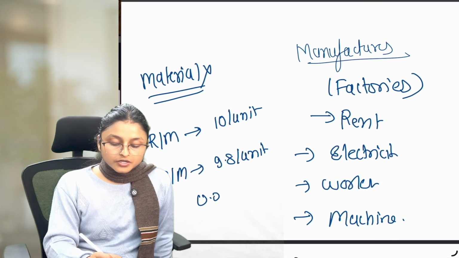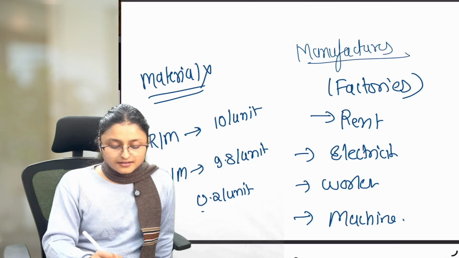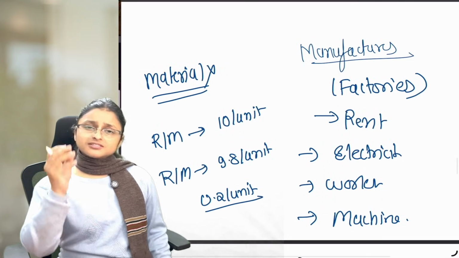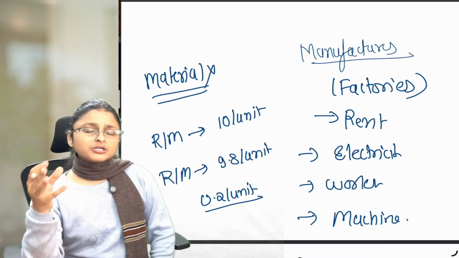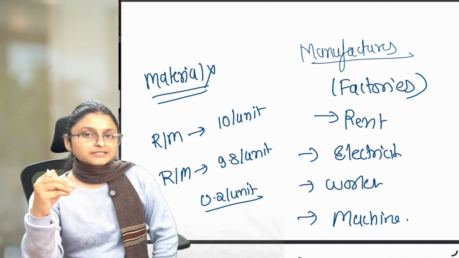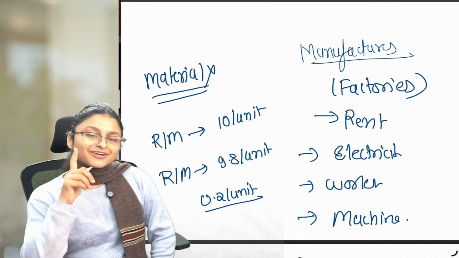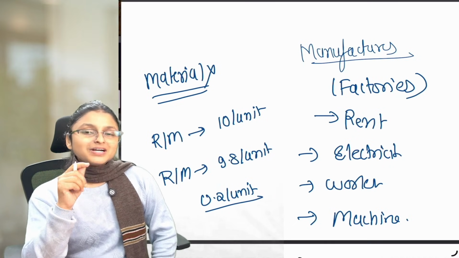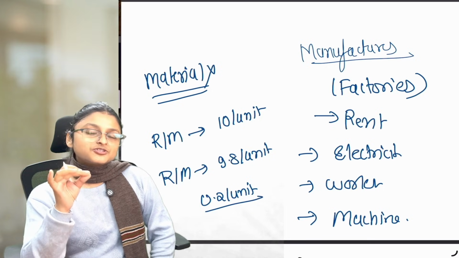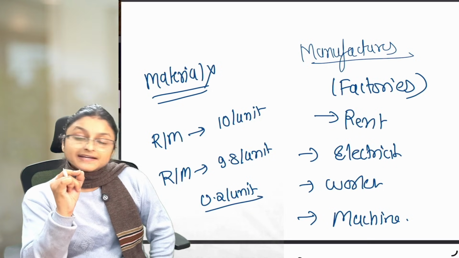We reduced 0.2 rupees per unit. Now think about it. This reduction is very small. 0.2 rupees per unit is very less. But you are saying only 1 unit, right? But are the manufacturers buying only 1 unit at a time?